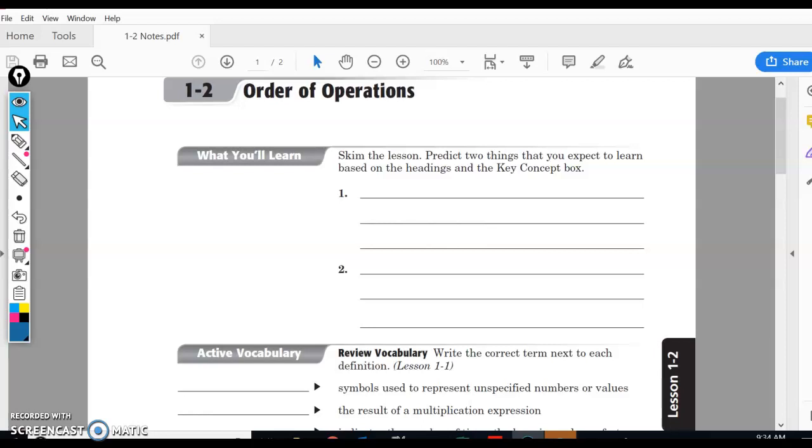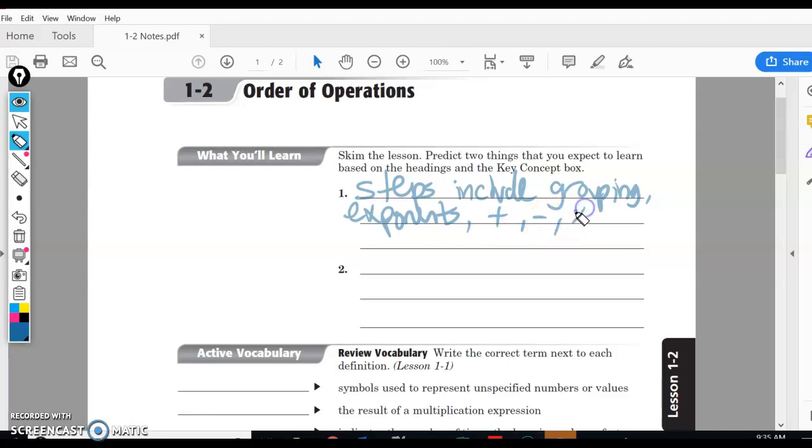Today's video is on order of operations. A couple things you will learn in today's video is that the steps include grouping, exponents, addition, subtraction, multiplication, and division.